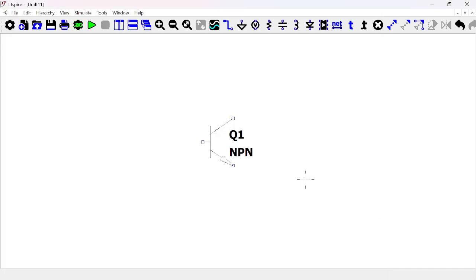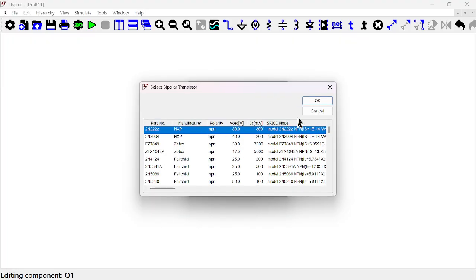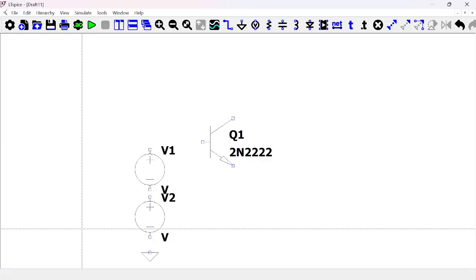Hello, so in this video I want to test how emitter degeneration affects the headroom. So what I'm going to do is choose my 2N2222 transistor. Then I'll just put a voltage source to bias, then another voltage source as the microphone. Then I'm going to put a ground here. Press W to wire them up.